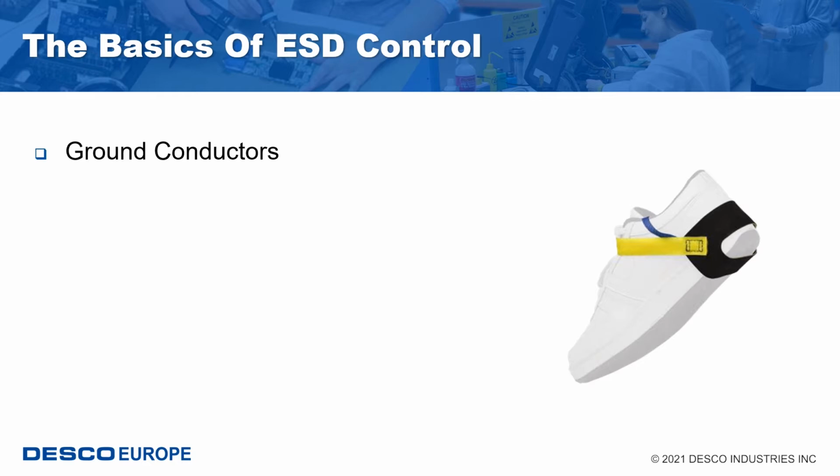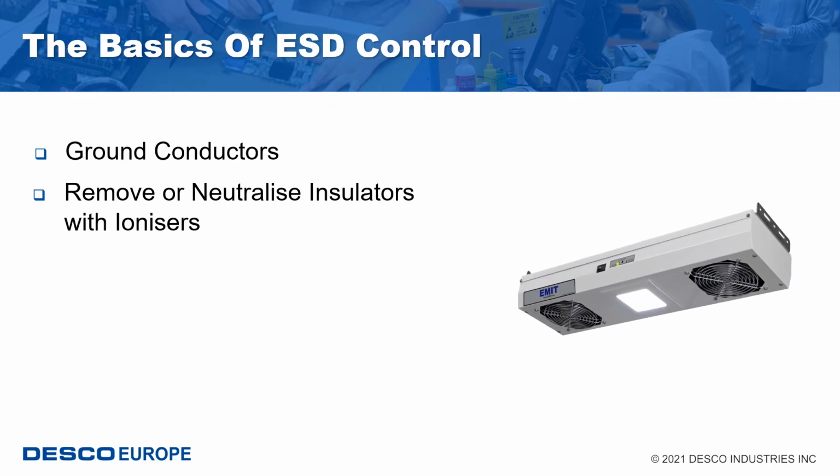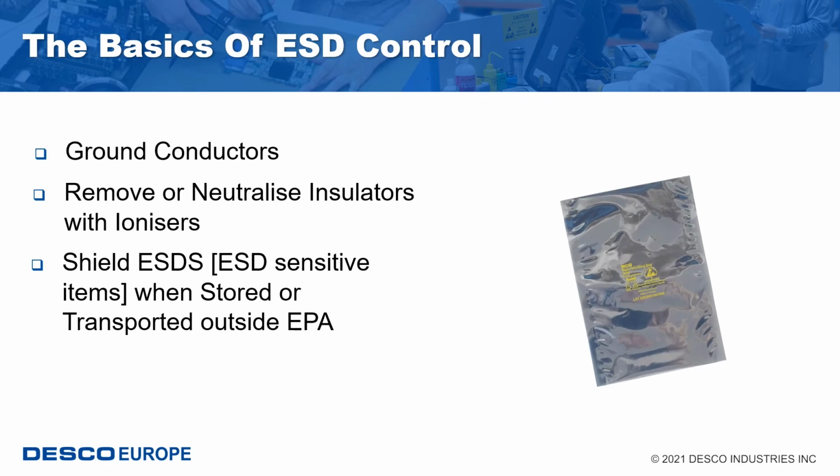So how do we control ESD? The basics of ESD control are really fairly simple. While your company may provide a variety of ESD protective products, the majority of these products are designed to serve three functions: to ground conductors, remove or neutralize insulators with ionizers, and shield ESD sensitive items when they are transported and stored outside of the electrostatic protected area.